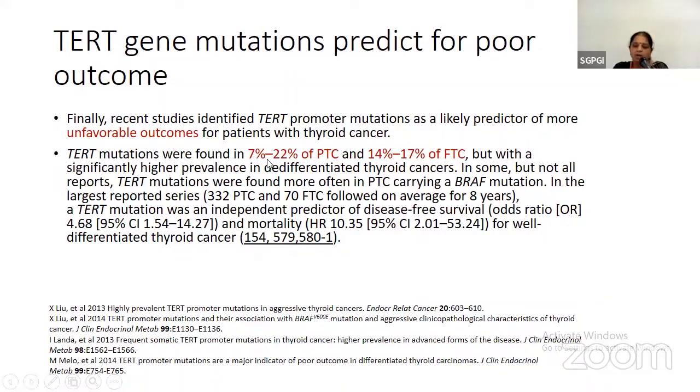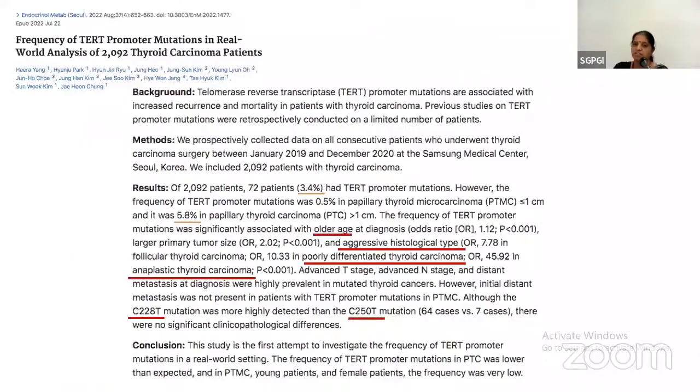In one of the recent studies, and I think there's been a meta-analysis again, they have been found in about 7 to 22% of PTCs and 14 to 17% of FTCs, but it's much higher in the dedifferentiated thyroid cancers. So essentially, TERT mutations are an independent predictor of disease-free survival and mortality. So that is where TERT stands.